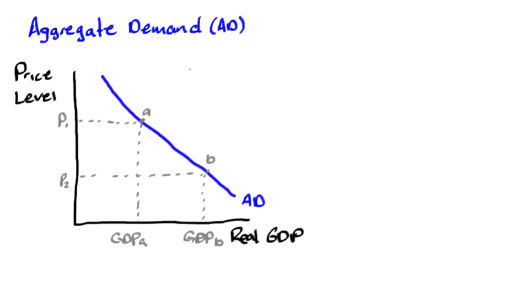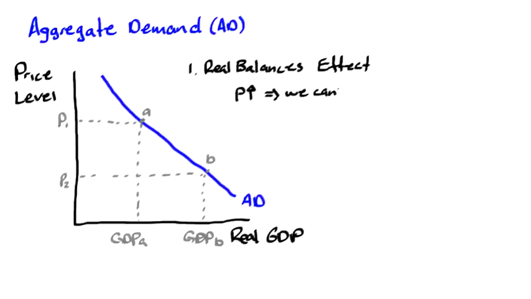Now, the aggregate demand curve is downward sloping for three reasons. The first one is what we call the real balances effect. What the real balances effect is, at higher prices, our wealth isn't worth as much, so we can't buy as many things, and so we just don't buy as much. That is, as the price level increases, we feel less wealthy, our money can't buy as much, therefore we just can't buy as many goods and services. And hence that helps this curve be downward sloping.